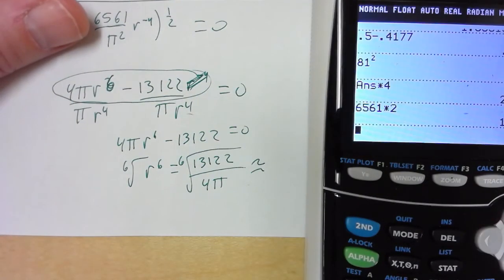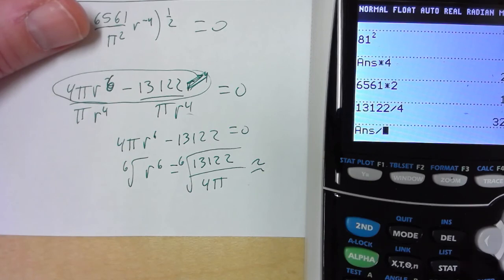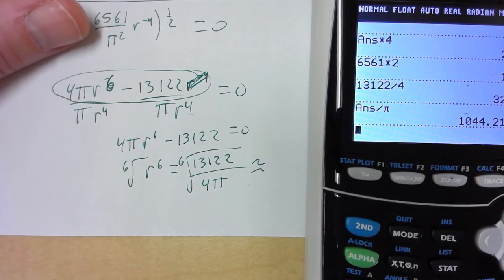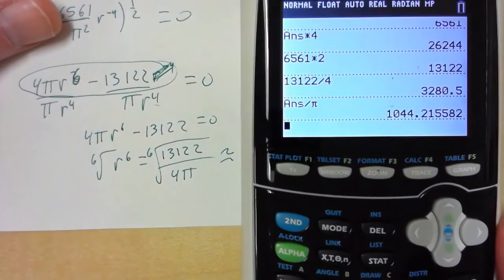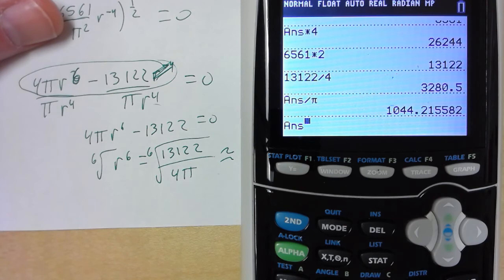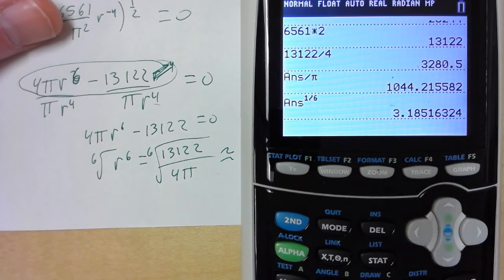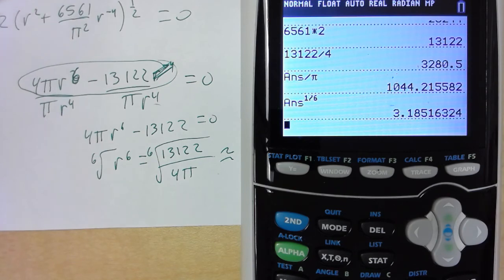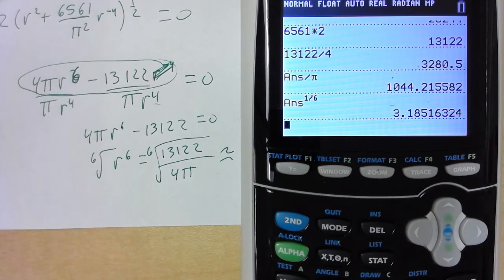So I'm going to do 13,122 divided by 4 divided by pi, and I get this answer right here. And then I have to take the 6th root of it, so I'm going to raise it to the power of 1 divided by 6. Answer 3.18. And I got a different answer this morning, so let me check and make sure what I did wrong here, or right.